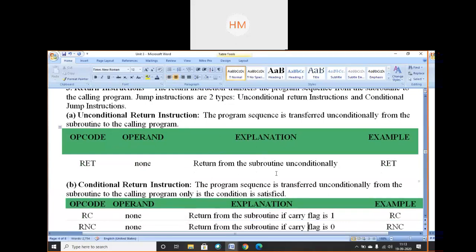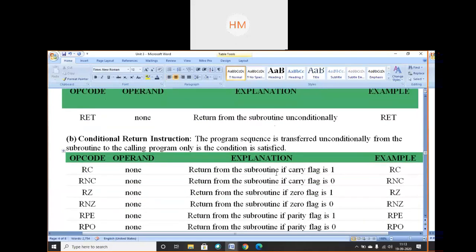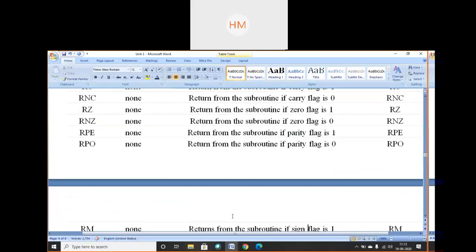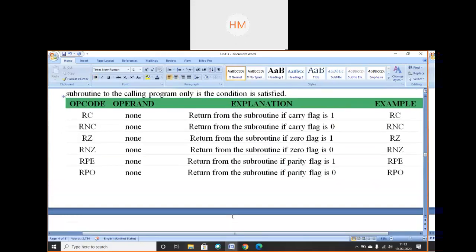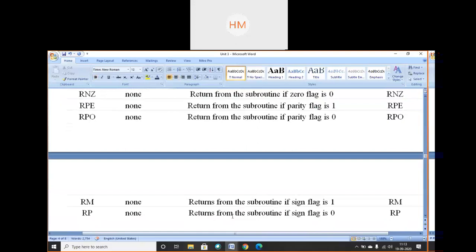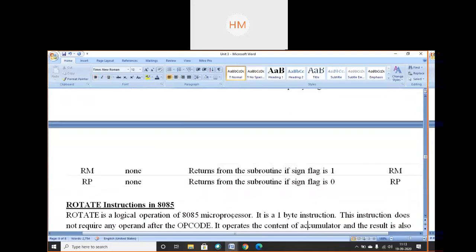So next, conditional return instruction. The program sequence is transferred unconditionally from the subroutine to the calling program only if the condition is satisfied. And the conditions are mentioned. Return from the subroutine if carry flag, zero flag, parity flag, sign flag.